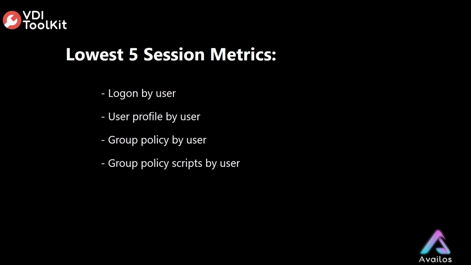Lastly, the lowest 5 login metrics provide information on the same items as the highest 5. This can help in identifying what is different between users with speedy versus lengthy login times.